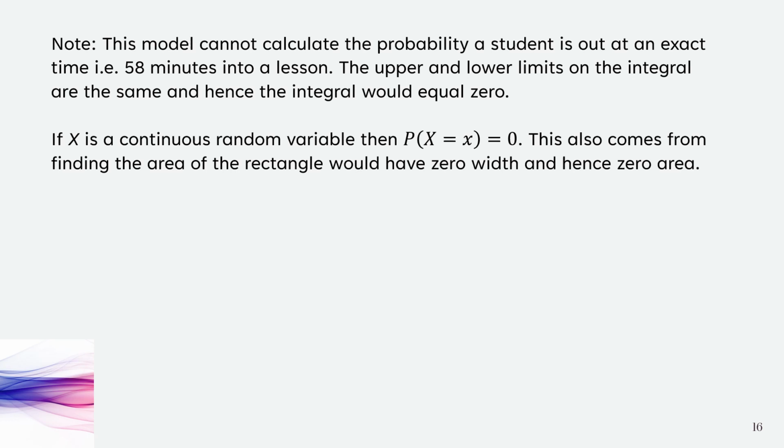And when we think about a rectangle, the rectangle will have no width, because in the 58th minute that is a width of 0, because it's not going between anything. It's got no width in it, and hence the area is 0. Hence we come back to our probability of x equals x being equal to 0 as well.